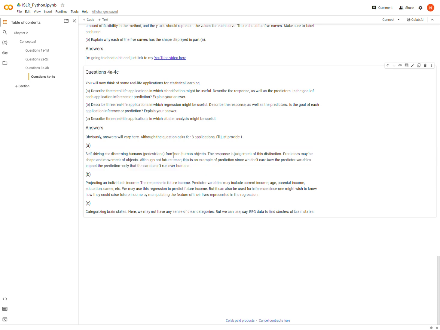For categorization. I said, okay, well, maybe self-driving cars, needing to discern human pedestrians from non-human objects. So here the response obviously is the judgment between human and non-human things. And the predictor data may be the shape and movement of objects as detected by cameras on the vehicle.